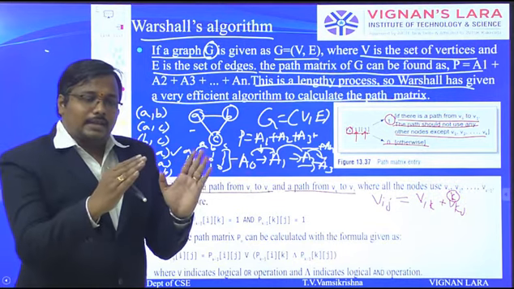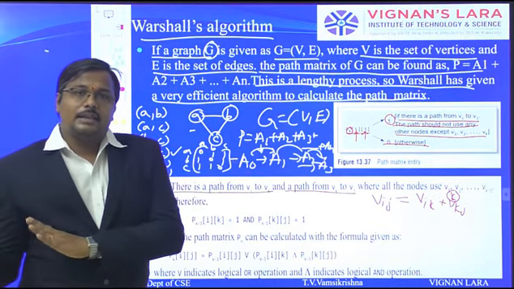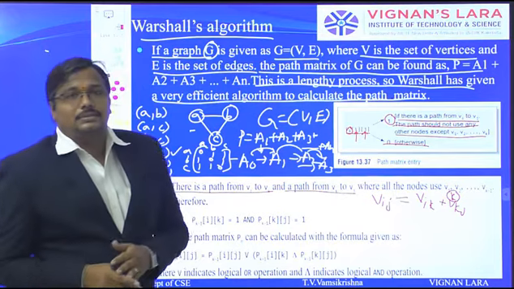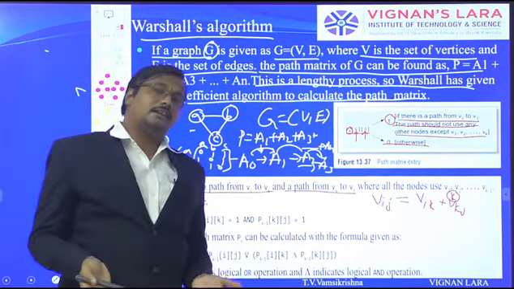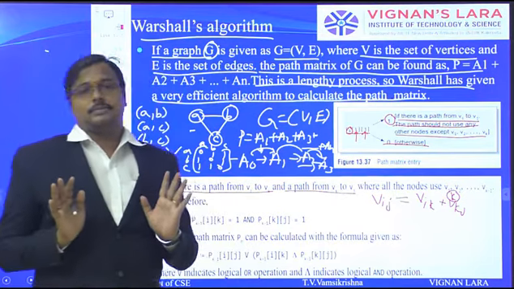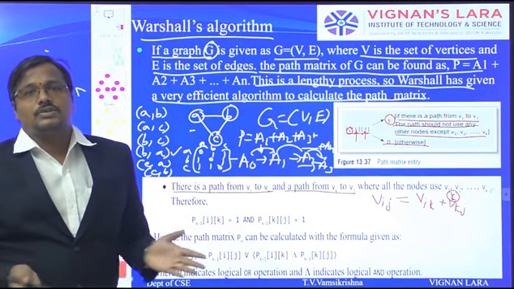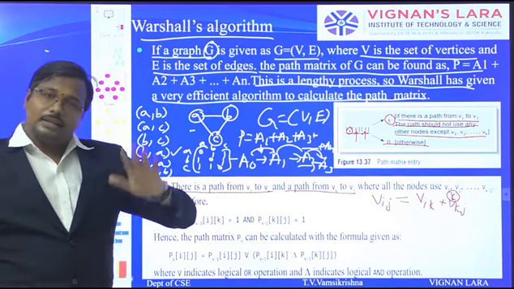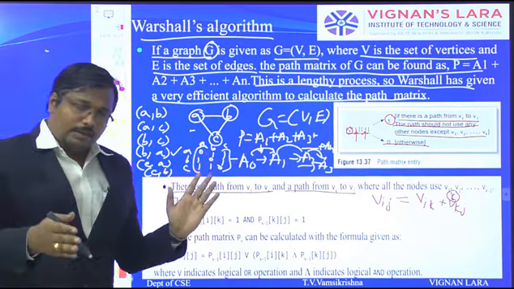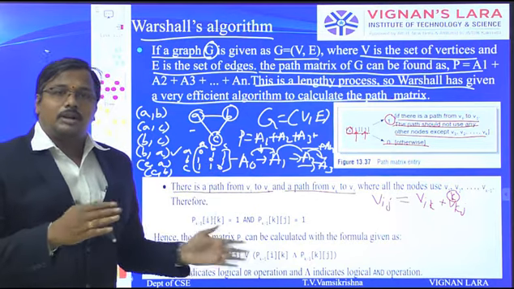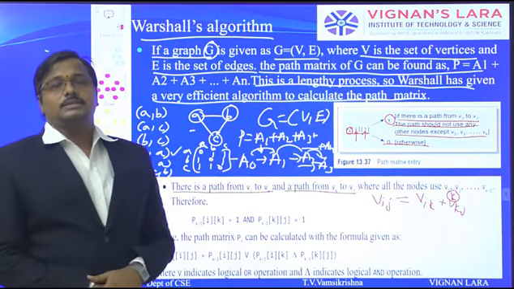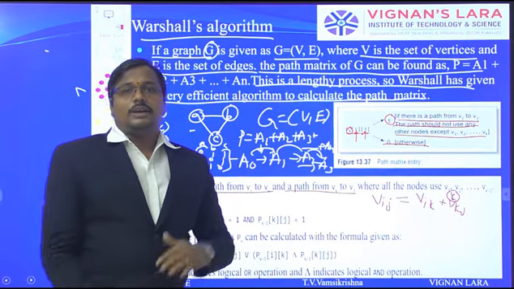Means I to K is a path, K to J is a path, so I to J is a path. Based on that we are getting some distance. Whether the distance is shortest or not, comparatively the existing distance and the new distance, which one is the shortest one? We are doing like this.